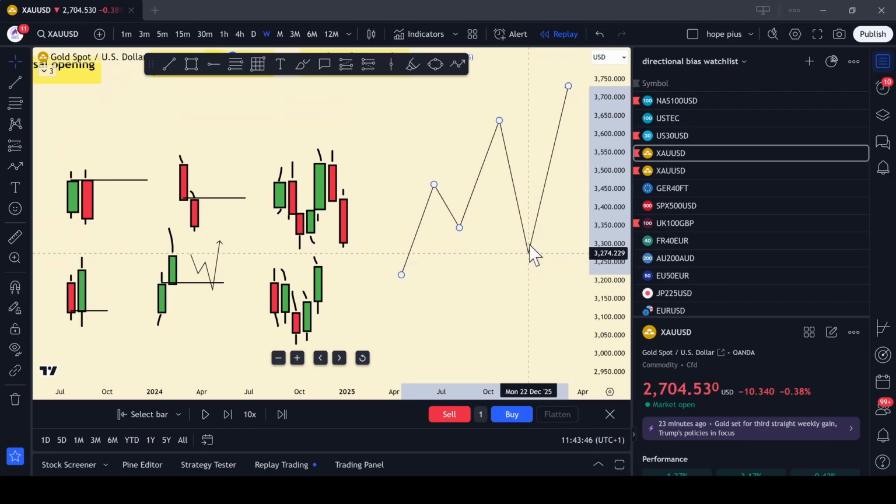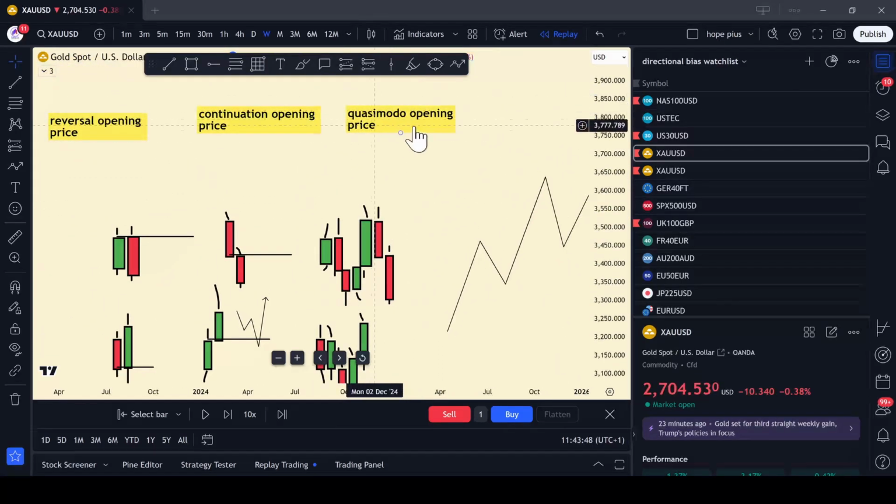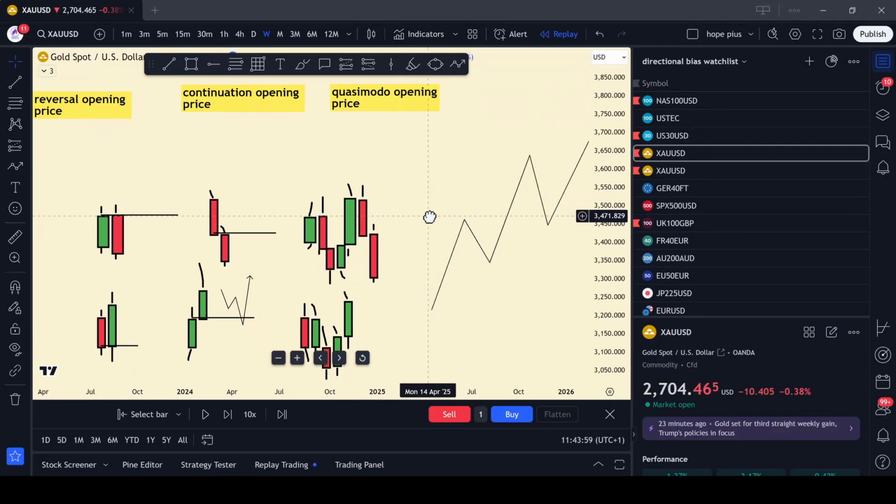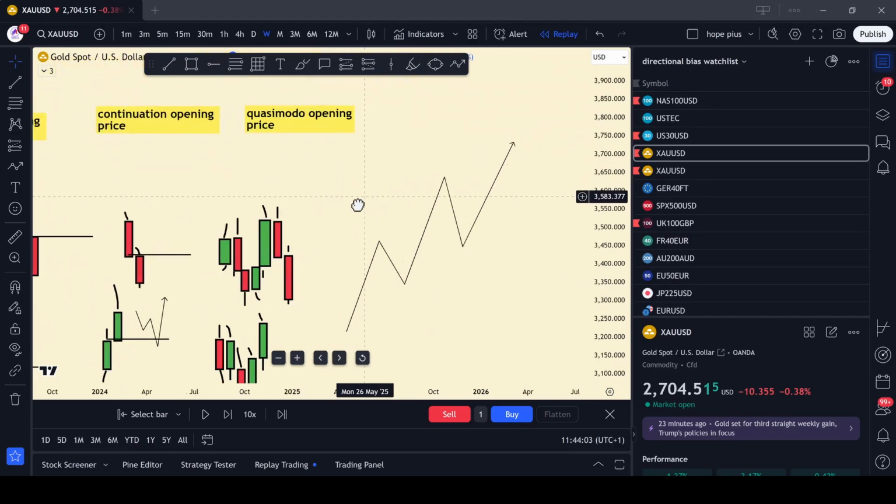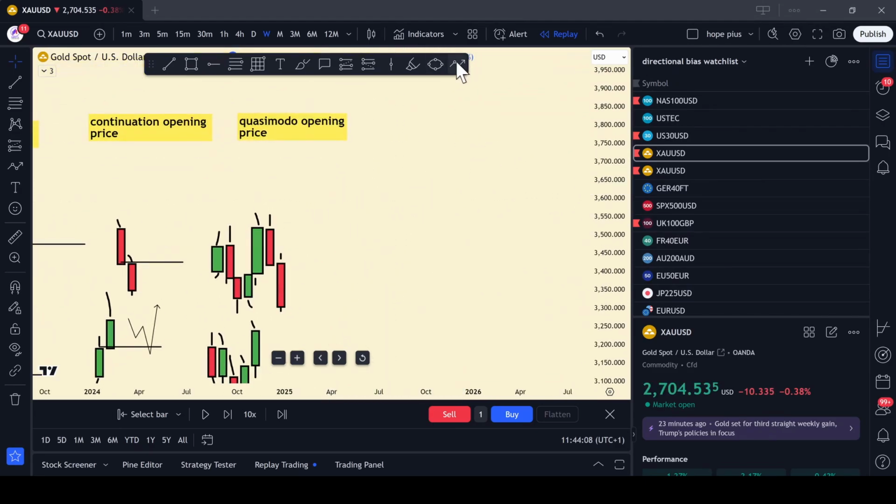Now, the last one here that I want to talk about, and then we look at how you can use this to make entries in the Forex market or any market you trade. So the next one here is the Quasimodo. Quasimodo in the sense that we all know the Quasimodo pattern. This is a Quasimodo. Price is moving up.